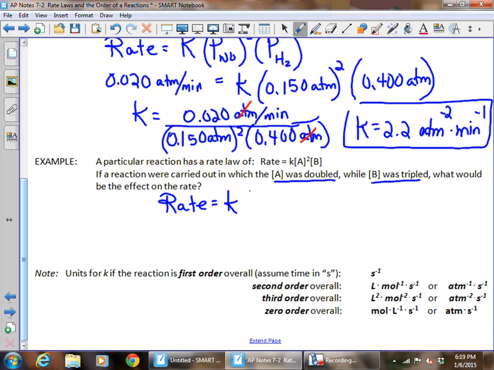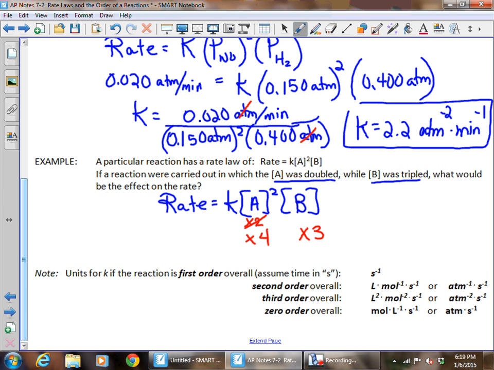Well, think about what that would do. If we have this as our rate law, if A is multiplied by 2, it's doubled. What does that do to our rate? Well, since it's raised to a power of 2, that's actually going to be squared. So what we're actually doing is multiplying this by a factor of 4. And if B is tripled, since it's a rate order of 1, we're going to do the same thing to the rate. We're going to triple the rate as well.